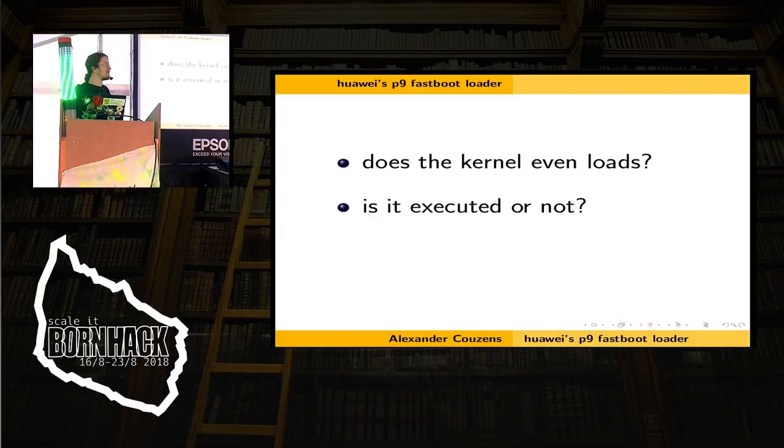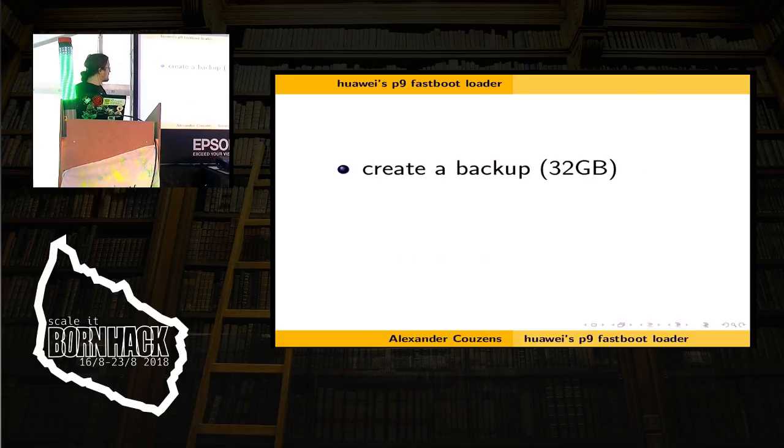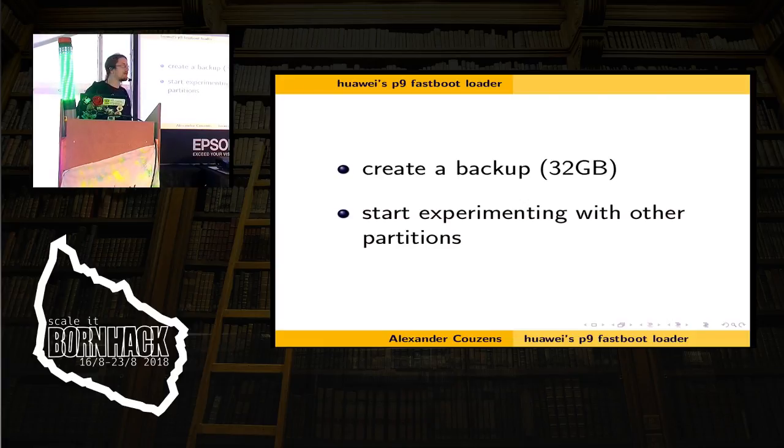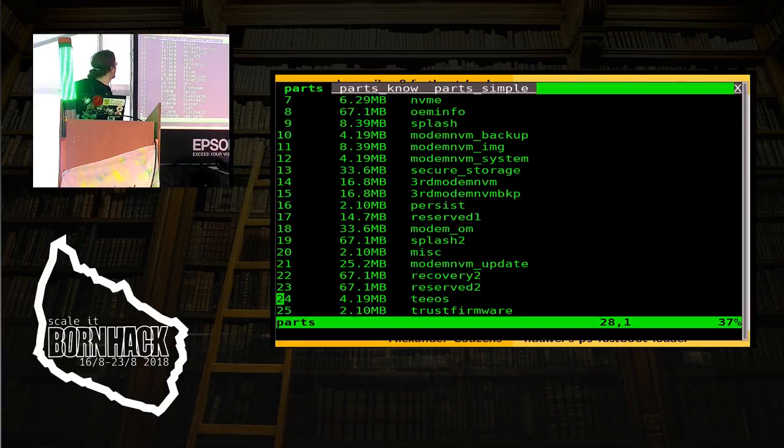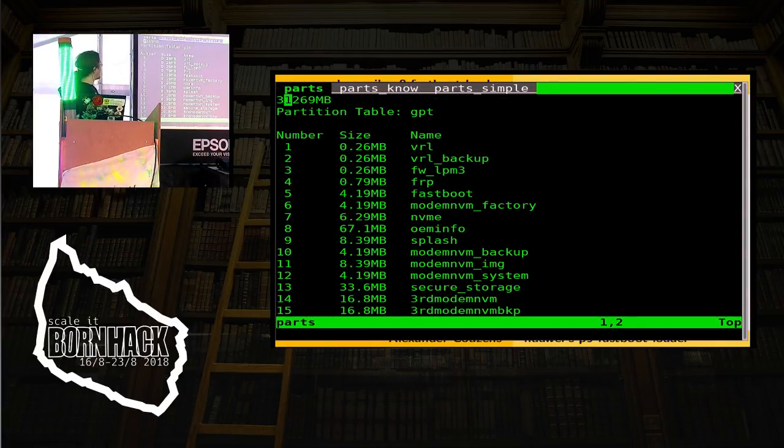Maybe. Maybe it's just missing other parts. So I created a backup and went back to start experimenting with partitions. I don't know if somebody has already seen what kind of partitions such a phone has. I mean, when computers started in the old DOS days, we had four partitions, but then we evolved a little bit. And so this is the partition table of the phone.